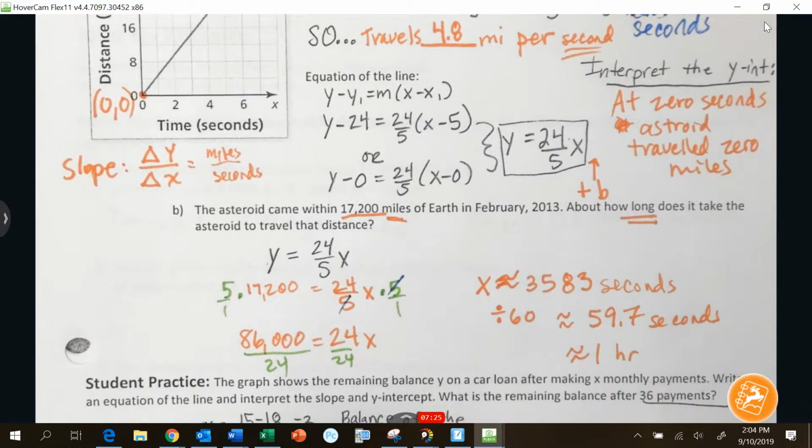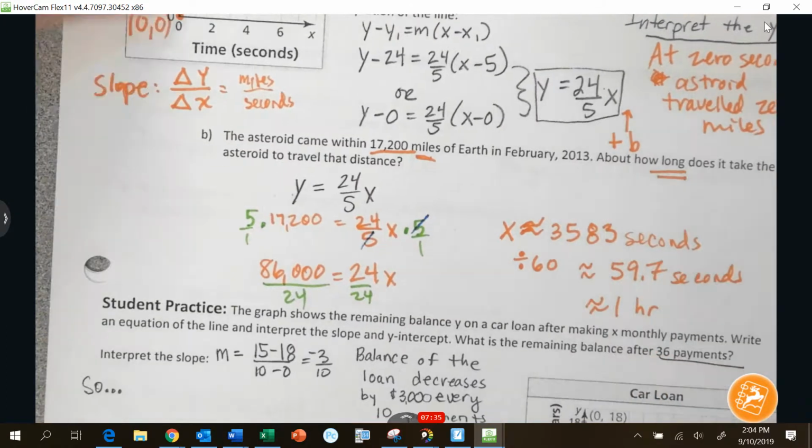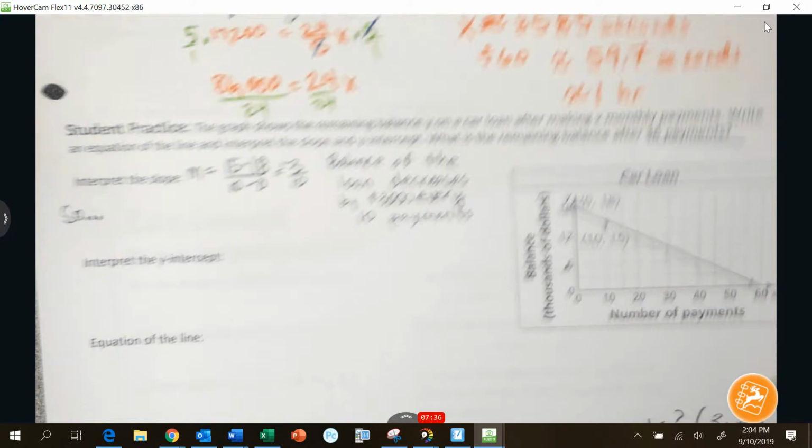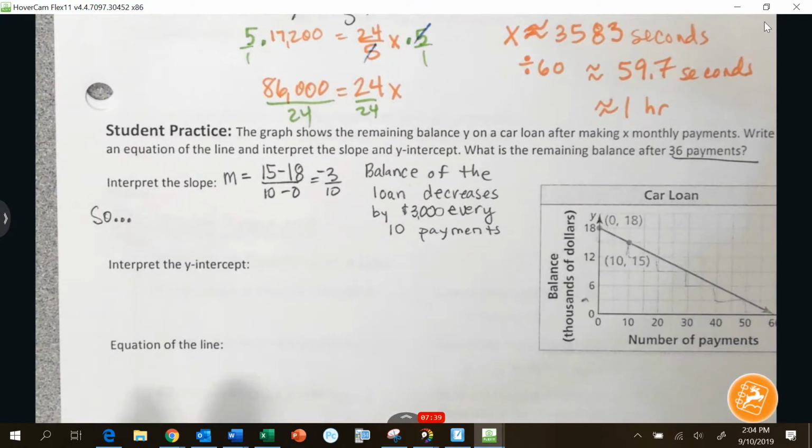So if I said, oh guys, we've got 3,583 seconds before the asteroid hits, or if I said there's 1 hour before the asteroid hits, it makes more sense to say the hour. So I think seconds, that's not how I would talk.